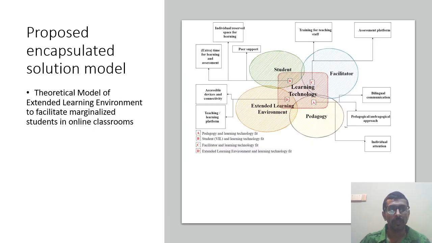So the proposed model will be talking about all those aspects. We divided the entire learning technology paradigm into four concerns. The first concern, A, pedagogy and learning technology fit. The pedagogical and learning technology fit is determined by three factors: bilingual communication, pedagogy and andragogical approaches, and individual attention. B, student and learning technology fit.